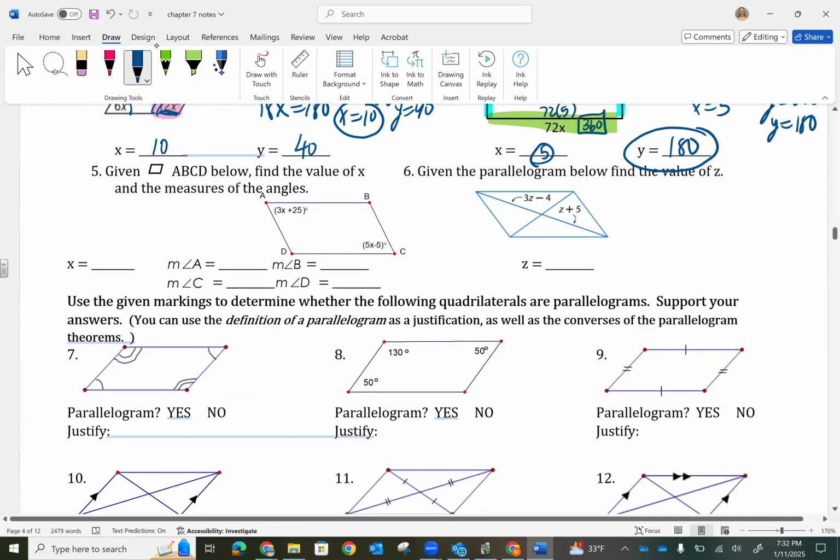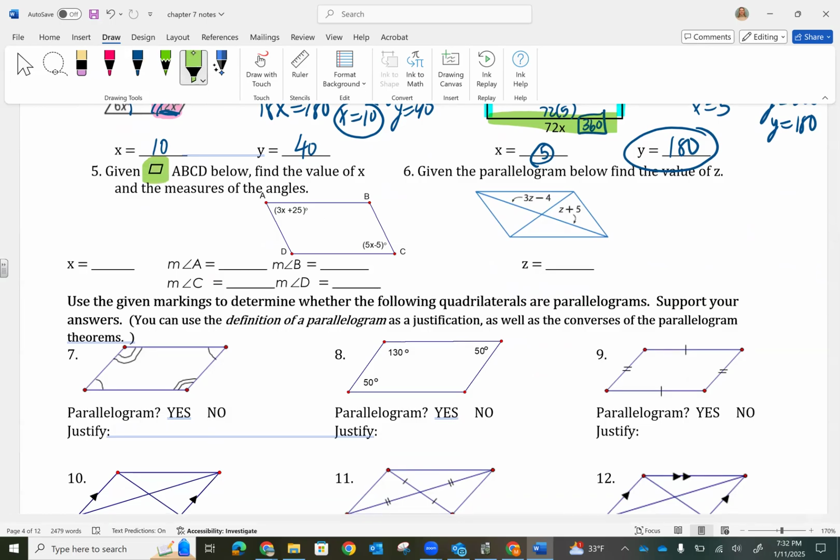The next one says, hey, we've got a parallelogram. How do you know? It says it. Find the value of x. Well, in a parallelogram, opposite angles are congruent. So we can say 3x plus 25 equals 5x minus 5. We can move the x's to the same side. Get 25 equals 2x minus 5. Add 5 to both sides. We get 30 equals 2x. Divided by 2, x equals 15.